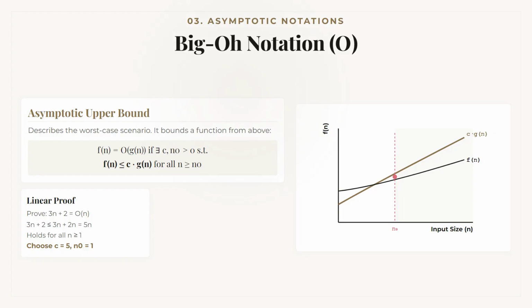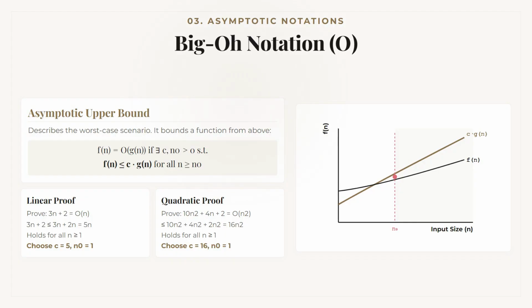Similarly, consider 10n squared plus 4n plus 2. For large values of n, the n squared term dominates the expression. The linear term and constant term become relatively insignificant. We can show that this expression is bounded above by 16n squared for all values of n greater than or equal to 1. Therefore, 10n squared plus 4n plus 2 belongs to O of n squared.